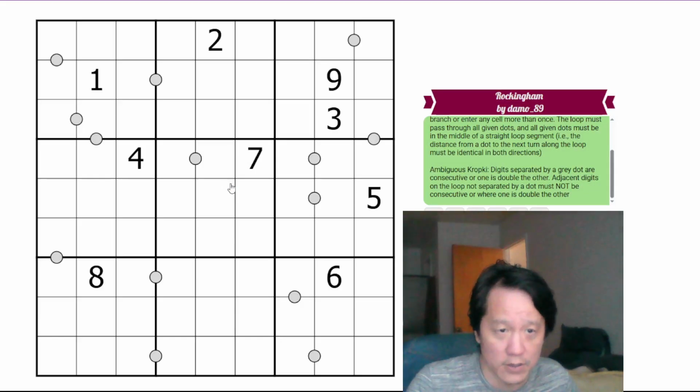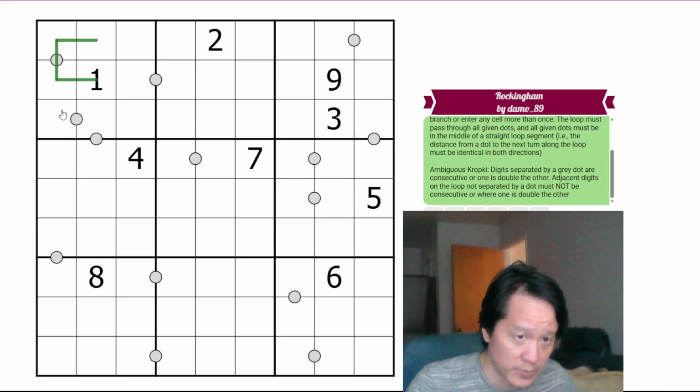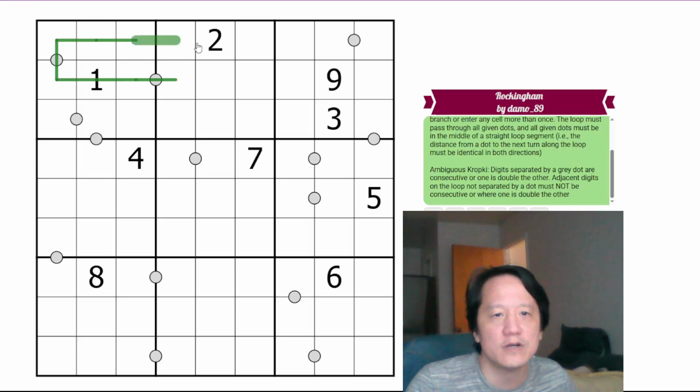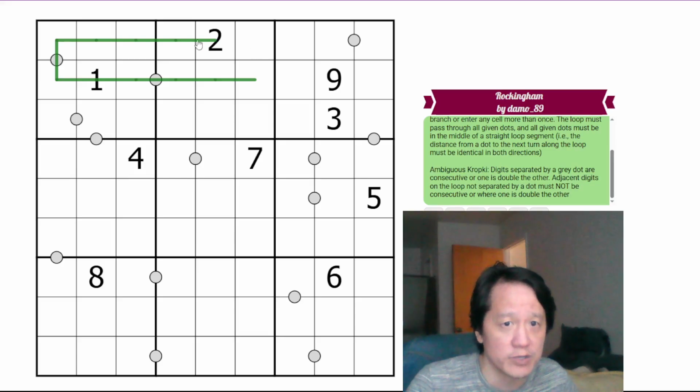Let's go. Okay, this loop has to go, these go here. They must turn that way, so this must turn that way also. That means it cannot go here because it would branch. So this must continue there, and this must continue there. Then this has to go through here, otherwise it would be branching. This is going there and there. This must be 3 cells and then turn. It cannot turn into here because that would be a very small loop. So it must turn there.